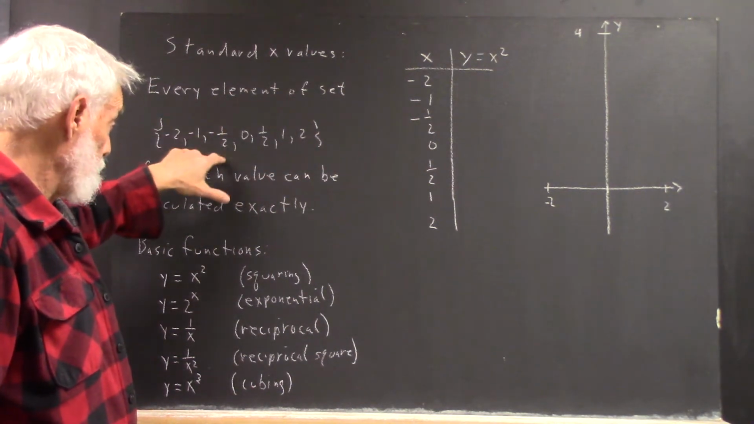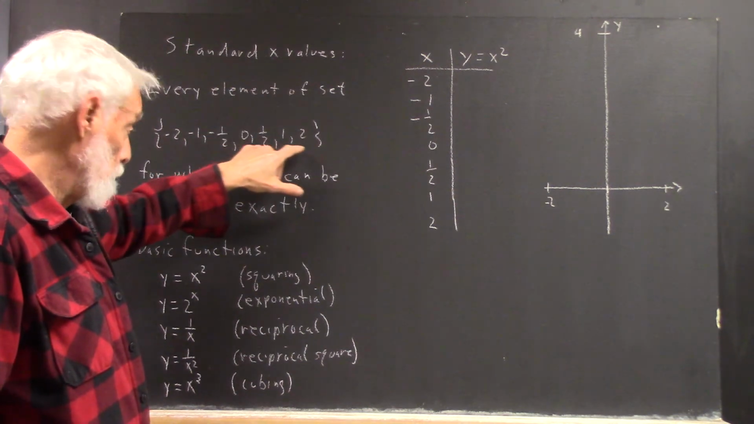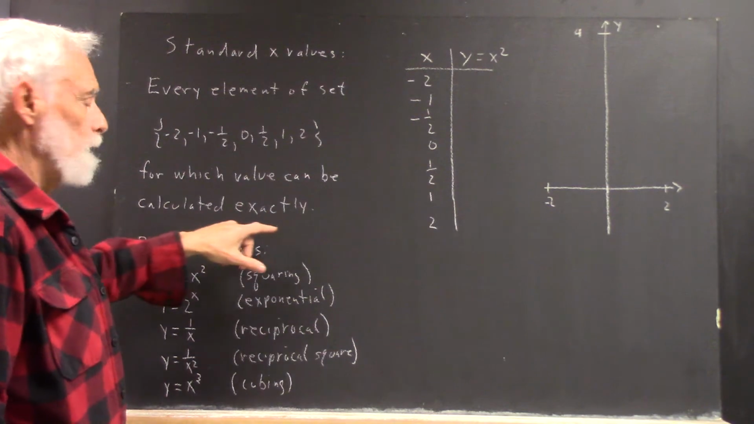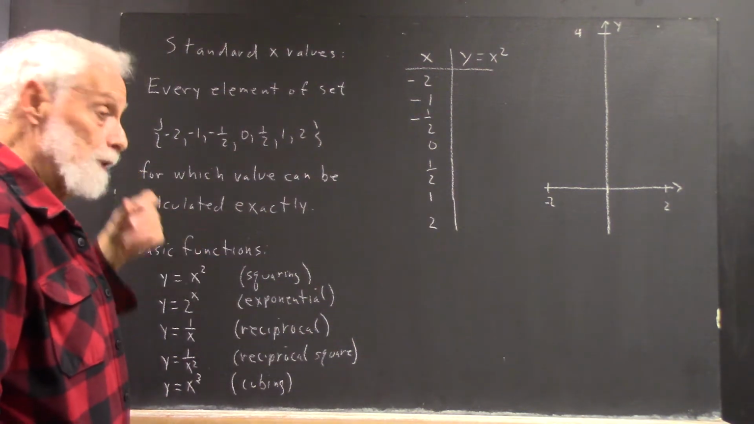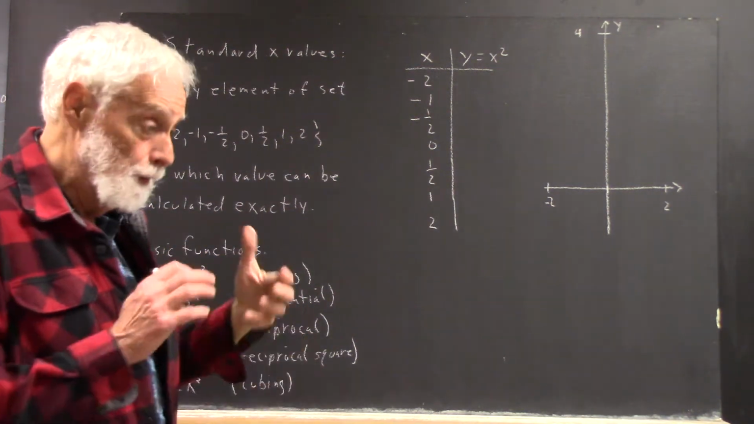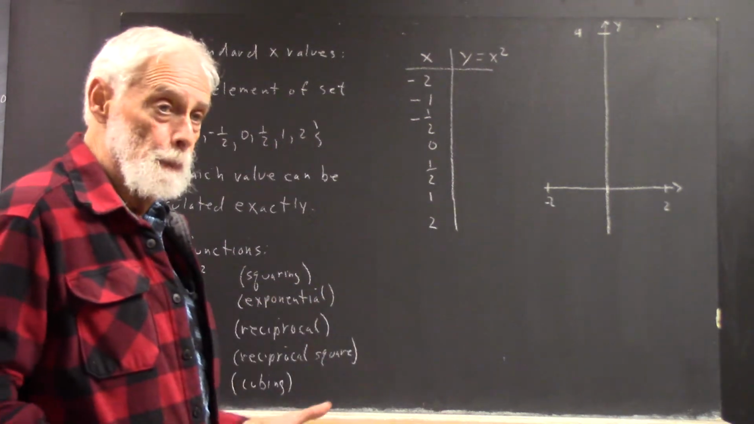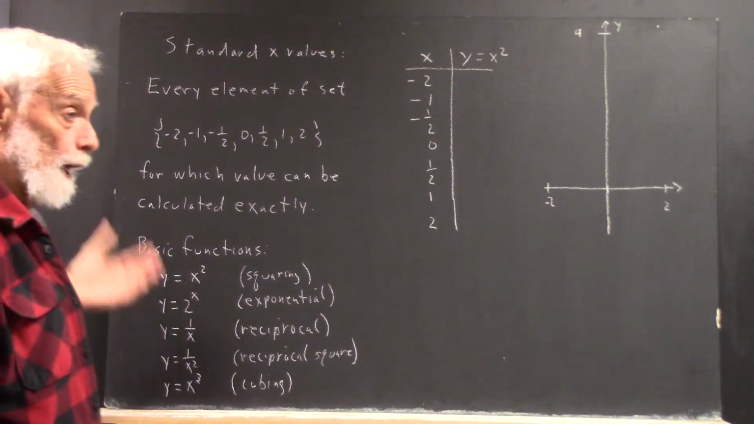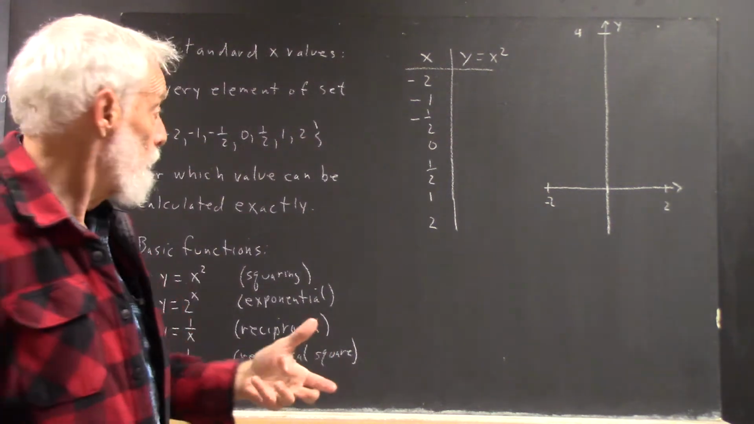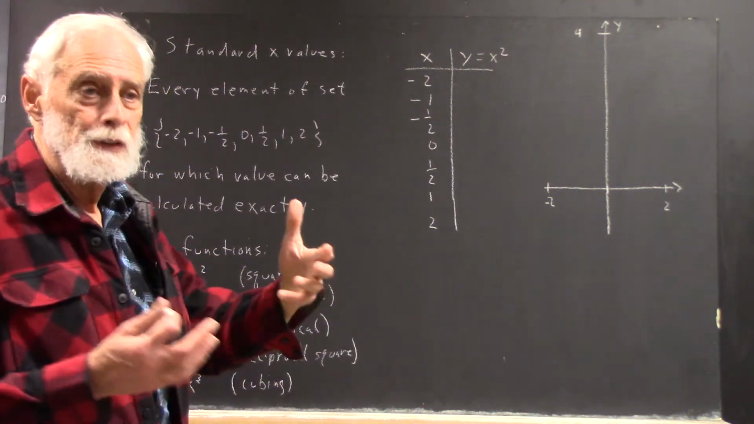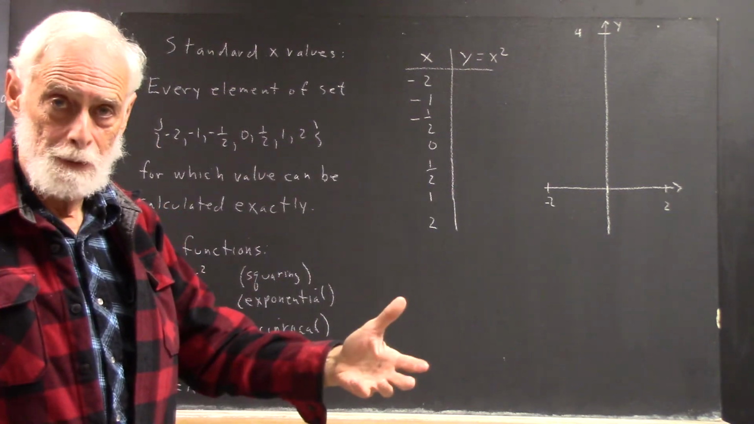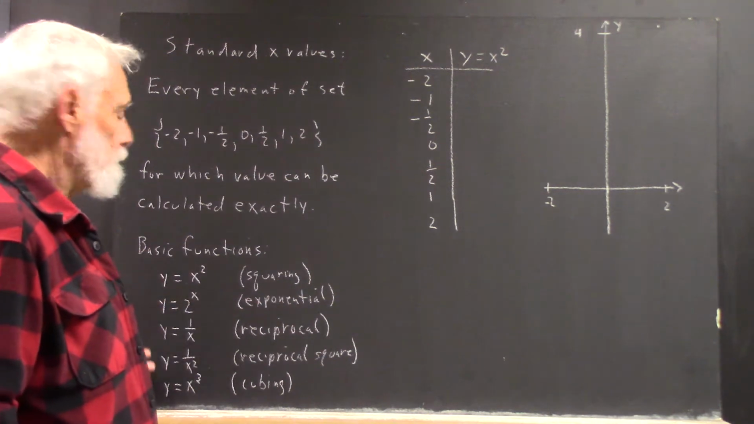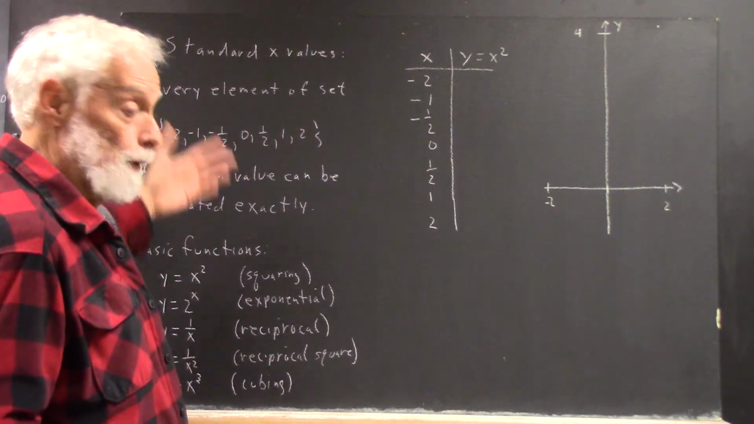-2, -1, -1/2, 0, 1/2, 1, 2, for which the value of the function can be calculated exactly. And this doesn't mean calculated with a calculator. It means calculated exactly on paper somehow. And as we'll see, some of these functions cannot be evaluated exactly and written as a decimal number at some points. But every function can be evaluated at most of these points.